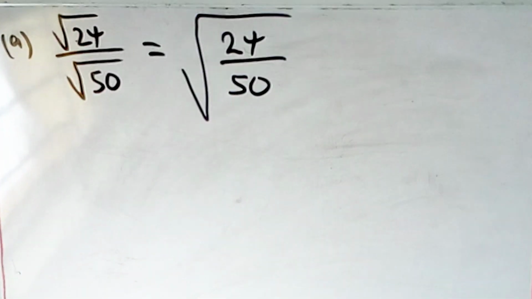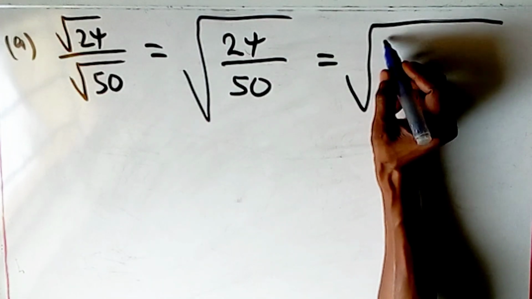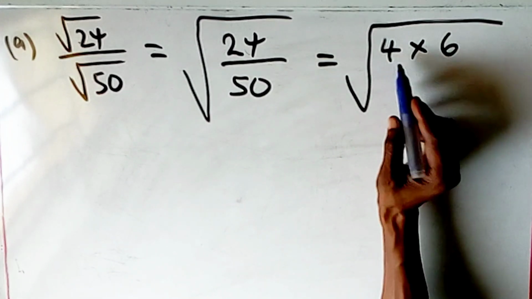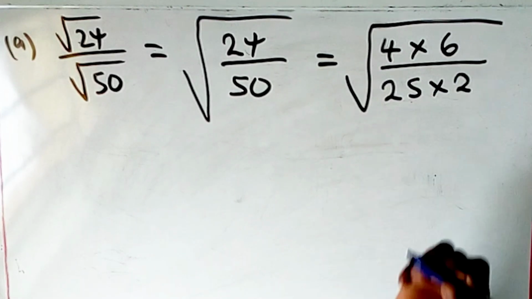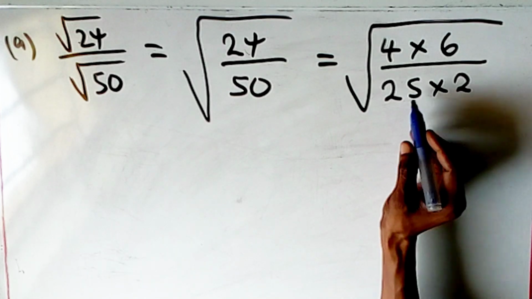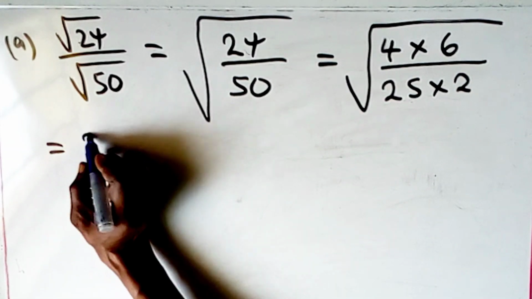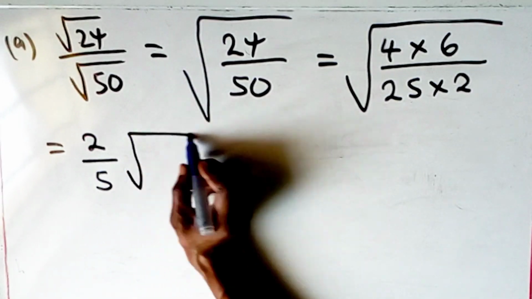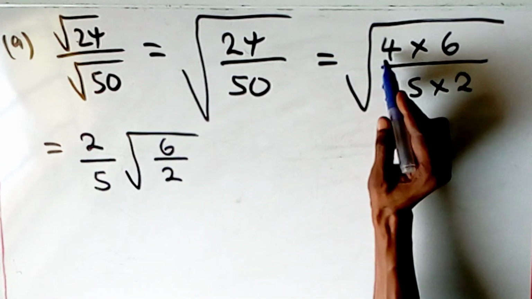So let's simplify each of them. So 24, that will give you 4 times 6. Remember, one number must have a perfect square. 25 times 2, that will give you 50. That is what we did. So square root of 4 is 2, and square root of 25 is equal to 5. Then 6 over 2 still has a root, so we can simplify.